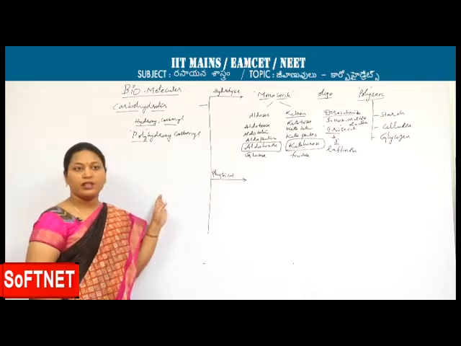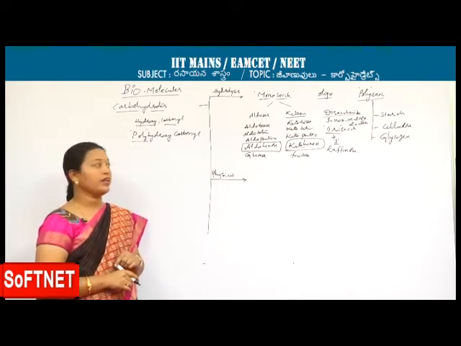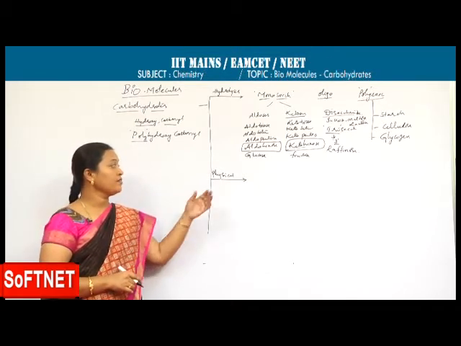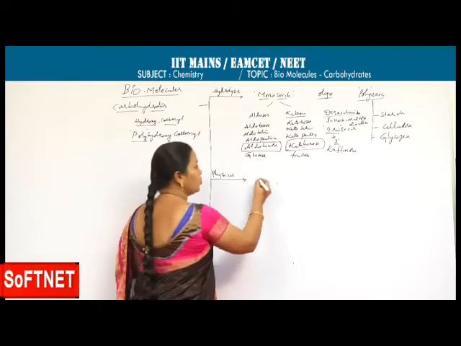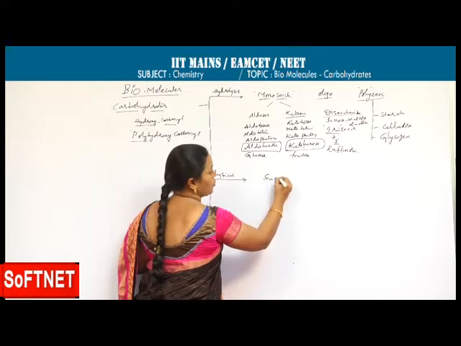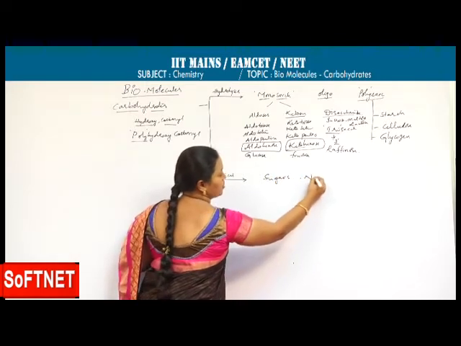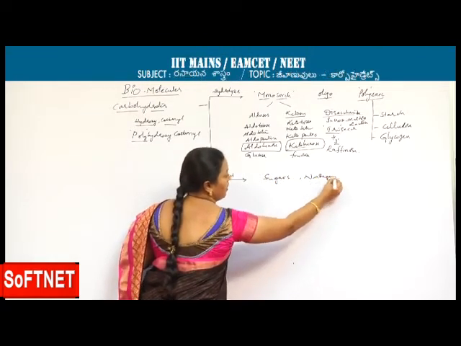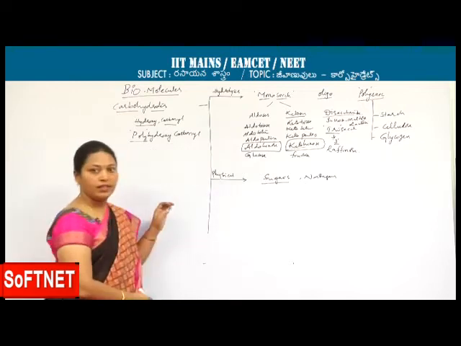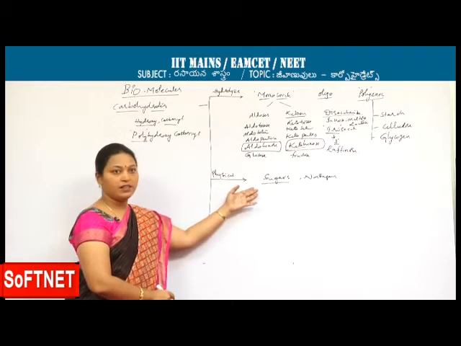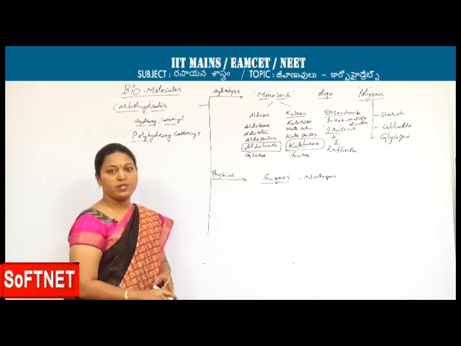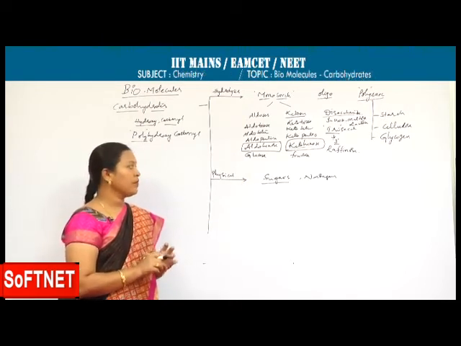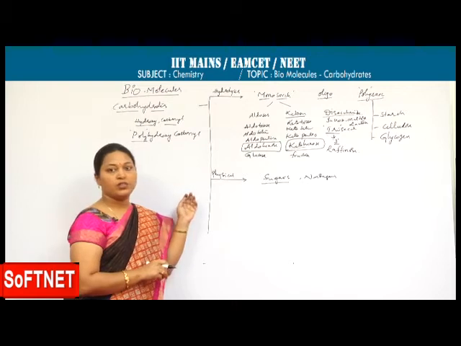Next, another classification based on physical properties: solubility, taste and physical appearance. 2 types are present, sugars and non-sugars. As the name says, sugars taste sweet, are crystalline and are very soluble in water. Non-sugars are amorphous, meaning powdery substances, sparingly soluble in water, and they do not taste sweet either.